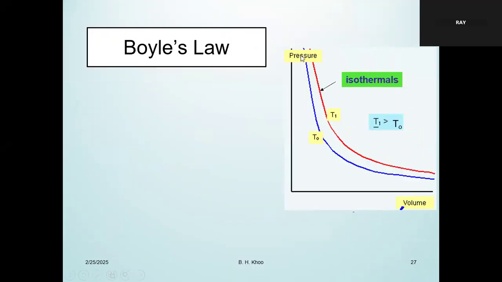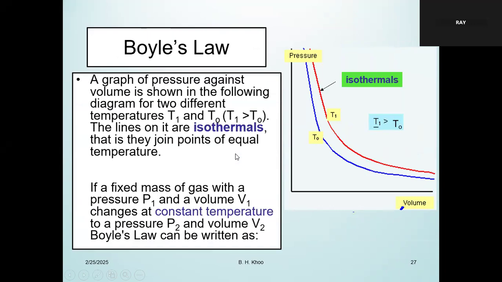So Boyle's law, that's the graph. The curve is called an isothermal. And the red one is at a higher temperature. T1 is greater than T2. That's stated in Boyle's law. A fixed mass of gas with pressure P1 and volume V1 changes at constant temperature to pressure P2, volume V2. So that's the equation.